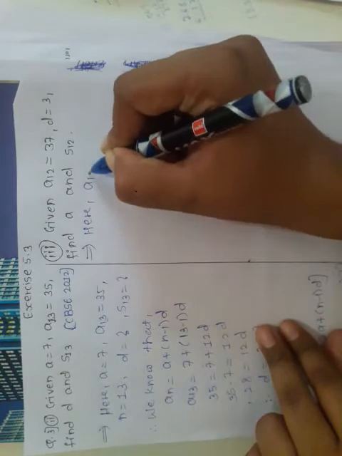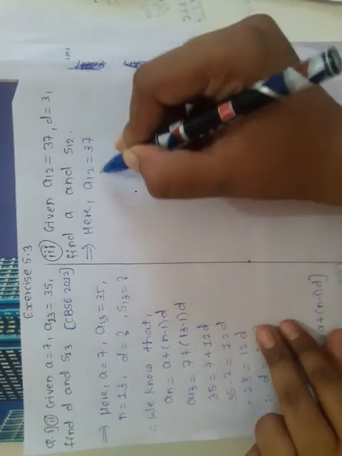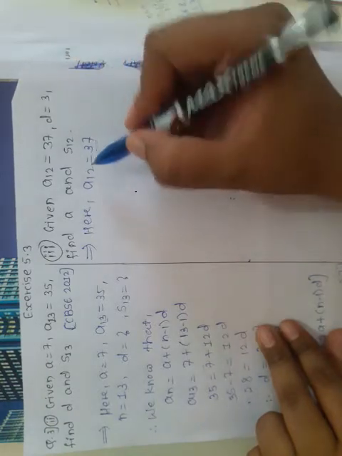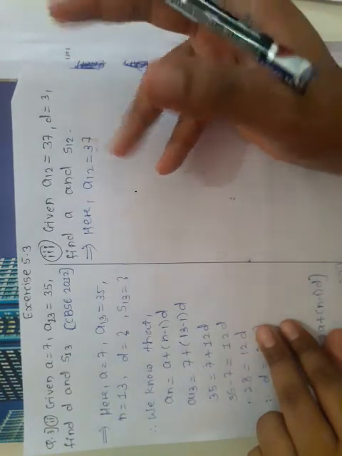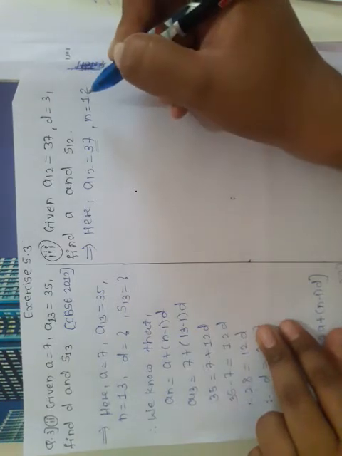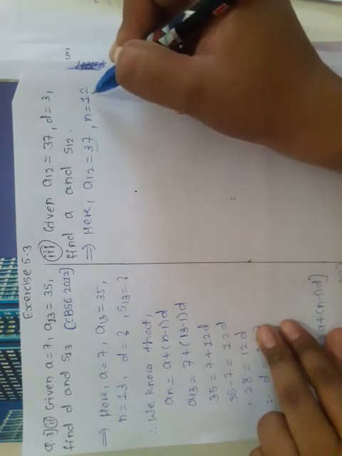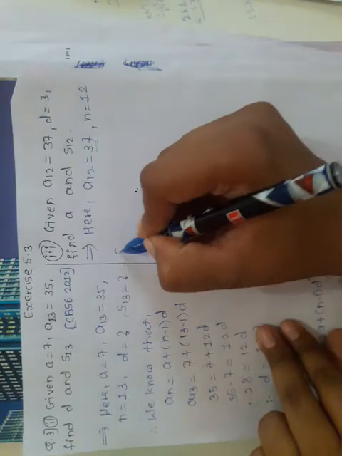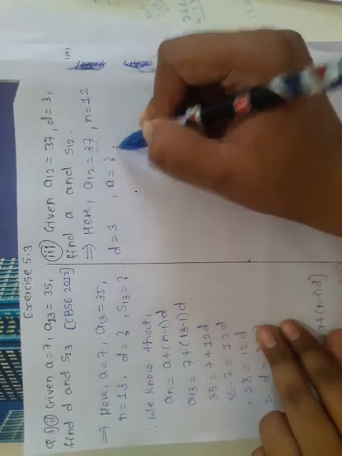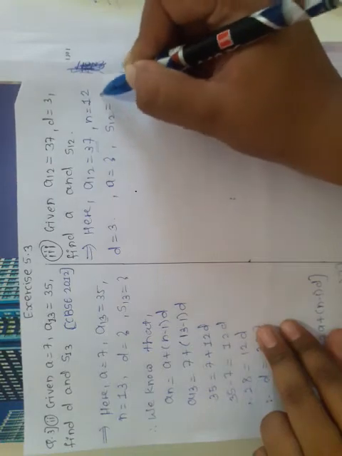Here A12 is equal to 37, which means the 12th term of an AP is 37. This is given to us. N is also given to us. N is the number of terms, and there are 12 terms in that AP. And D is equal to 3 is also given to us, and we have to find out A, and also the sum of those 12 terms.